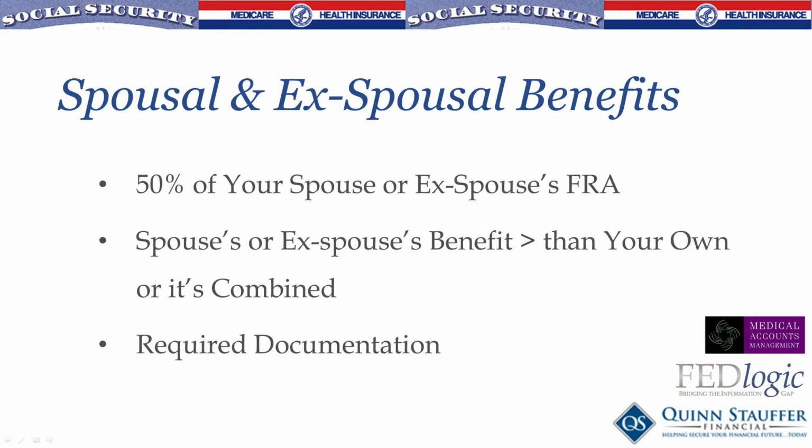Spousal and ex-spousal benefits. Spousal benefits are paid at 50% of the full rate. Let's do an example. My wife will be due her own benefit or 50% of my age 66 amount. She won't receive both, she'll receive the higher of the two. If her benefit is higher, then she'll have to draw on hers, but she is due this.